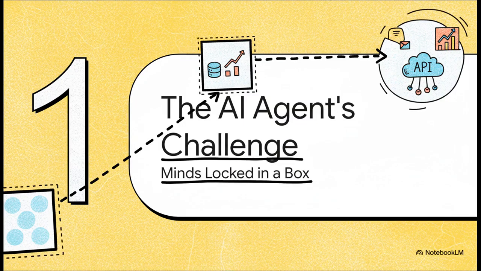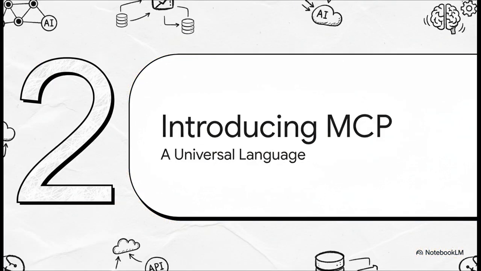You can think of these powerful AI models as brilliant minds, but they're kind of locked in a box. They've got all this amazing intelligence, but they're cut off from the dynamic, messy, ever-changing data that they need to do anything truly practical for us. So, how do we get them out of that box?